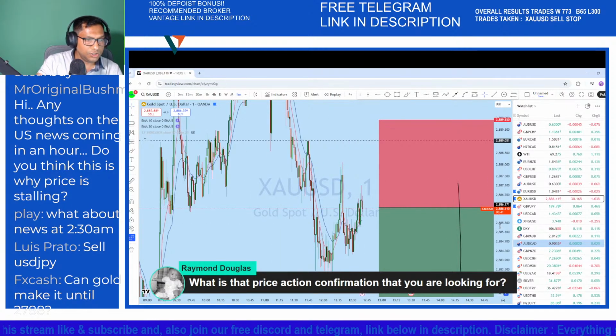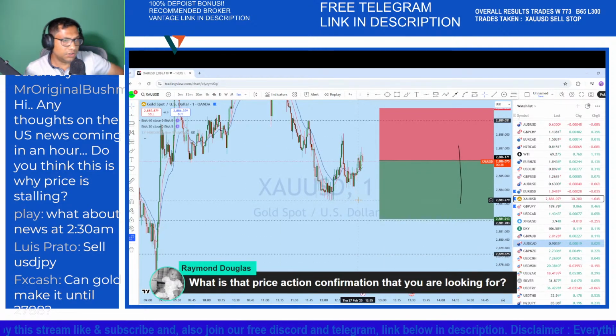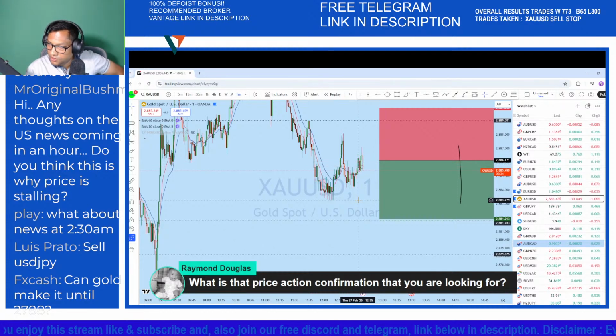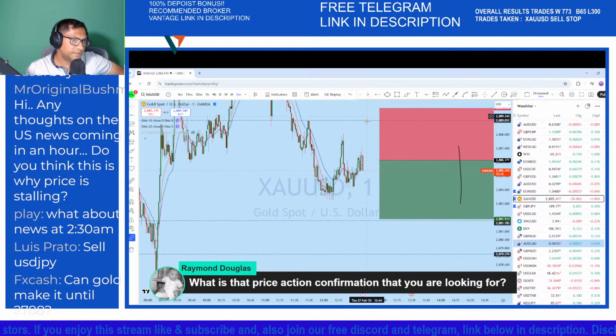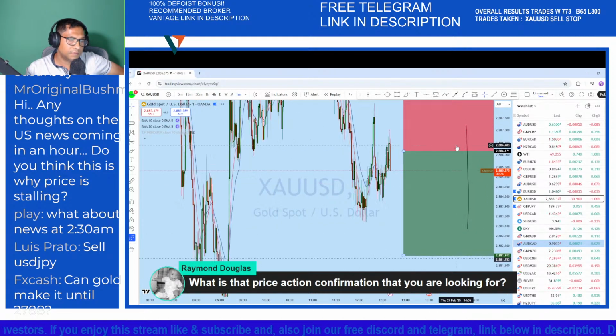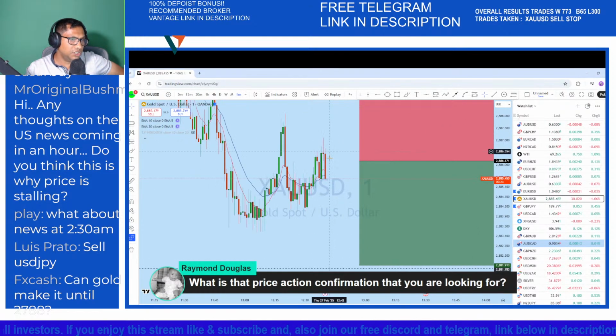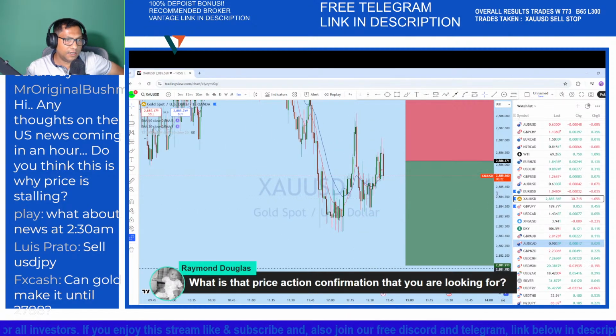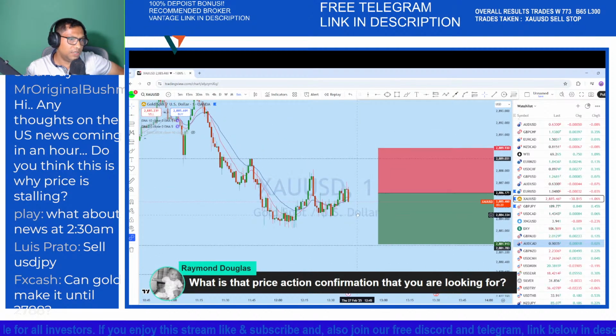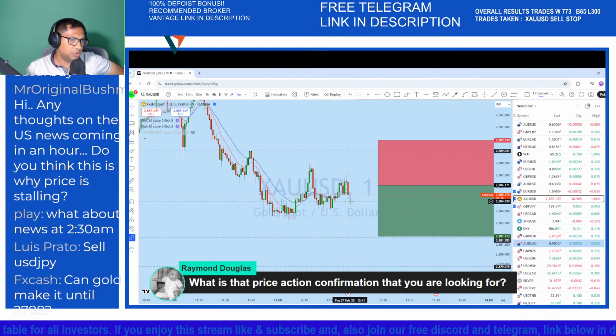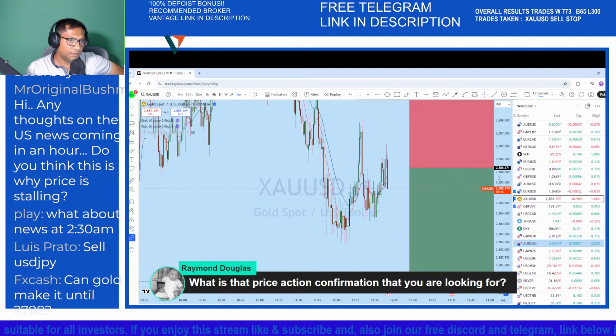So a doji. So this is the last point that we can expect for the market to reverse and then to return in the direction. So you can see that doji, and then with the doji expecting it to come back here to the support level.